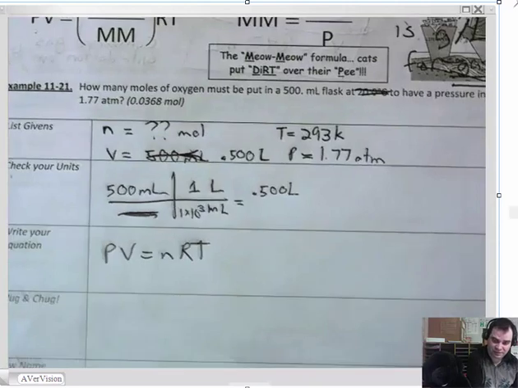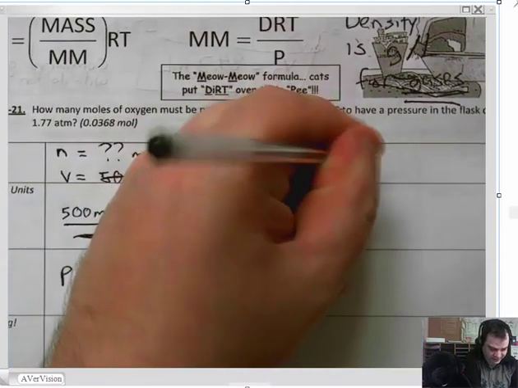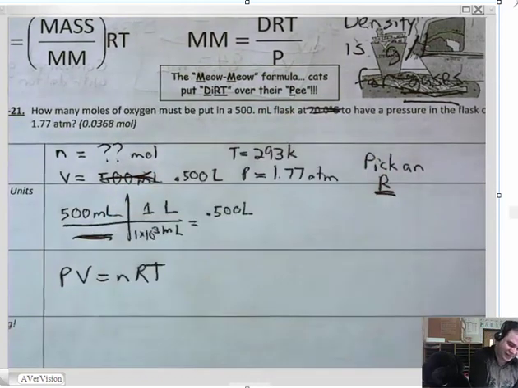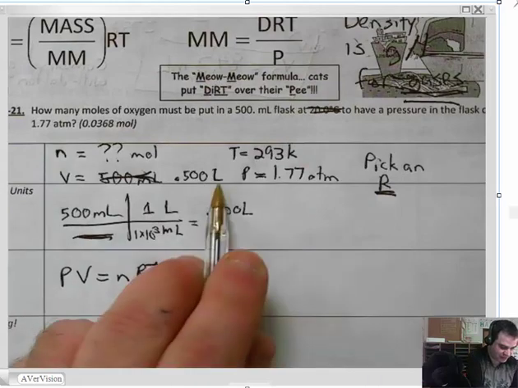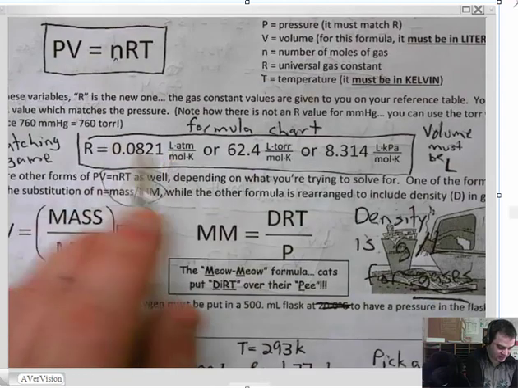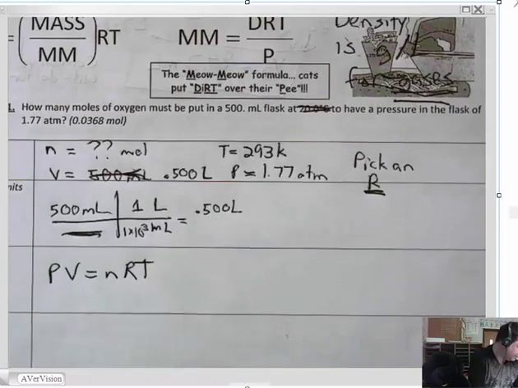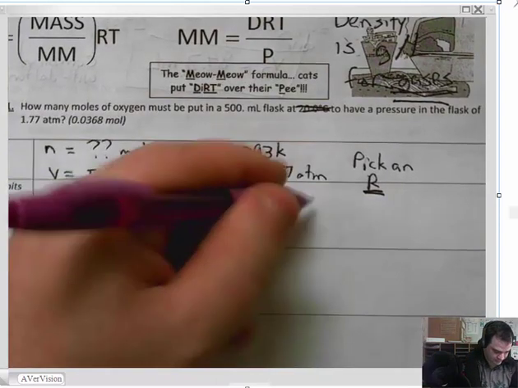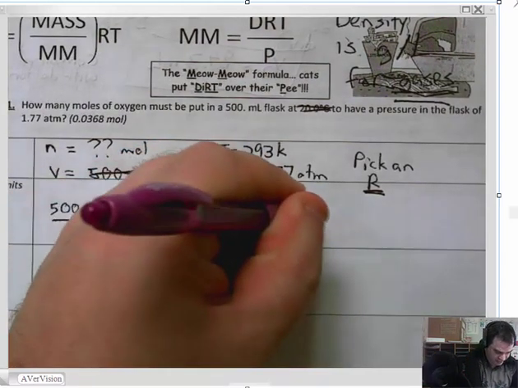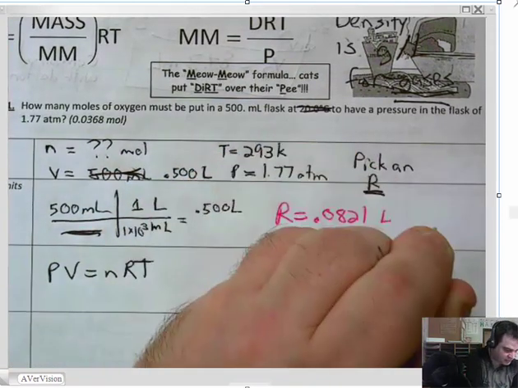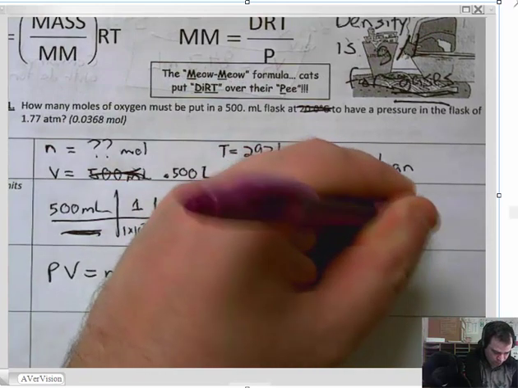We are going to have to pick an R. You never have to find R, you just have to pick one. I'm going to pick one with liters, atmospheres, moles, and Kelvin. That's the one I'm going to pick. So I am picking my R to be 0.0821 liters atmospheres per moles Kelvin.